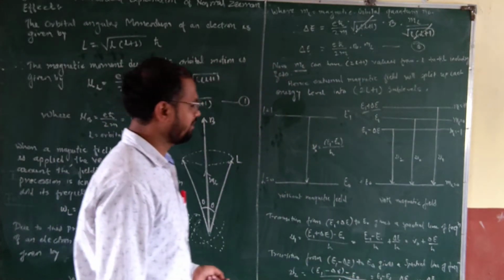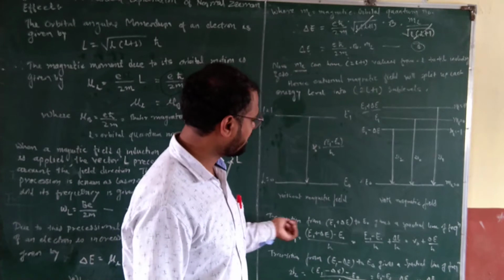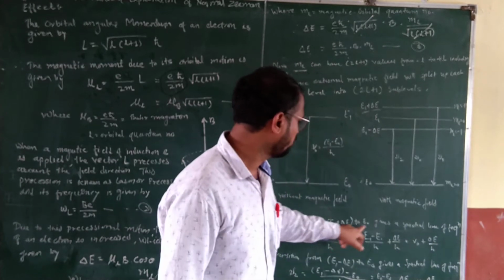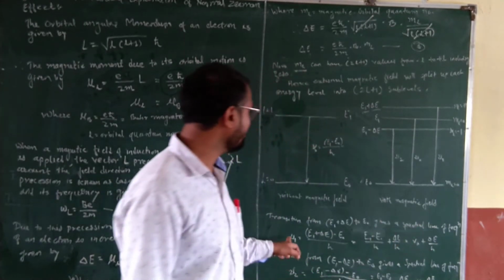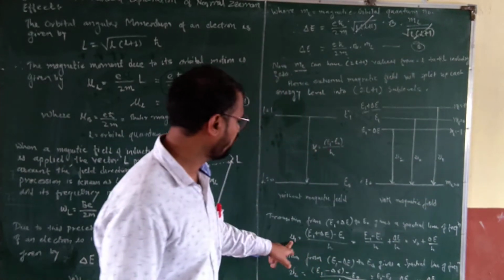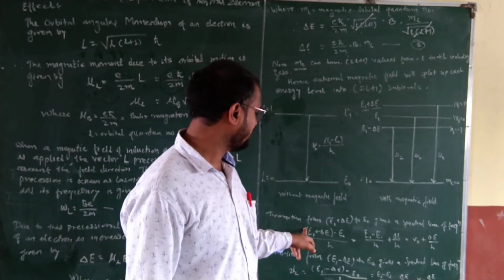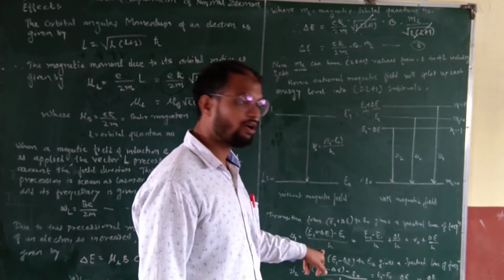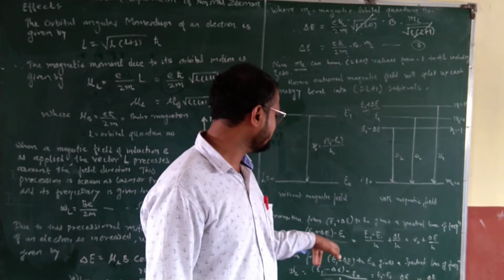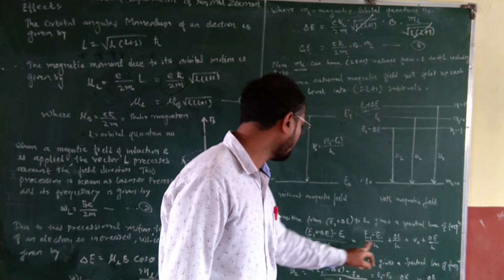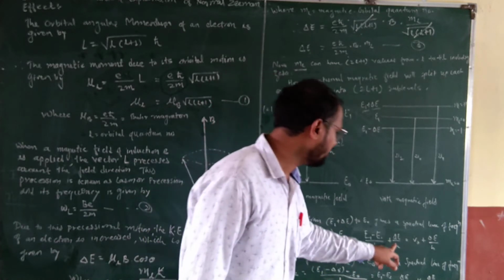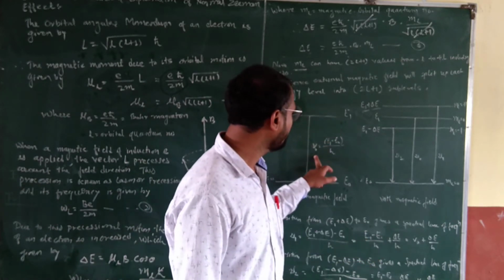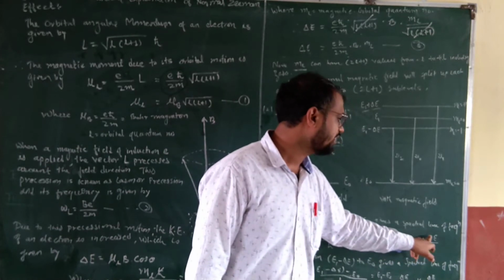But there are other frequencies. The transition from E1 plus del E to E0 gives a spectral line of frequency v1. So v1 is equal to what? That is the difference between these energies, that is E1 plus del E minus E naught upon h. So I can write this equation as E1 minus E naught upon h plus del E upon h. But E1 minus E naught upon h is nothing but v naught. So small v naught plus del E upon h.